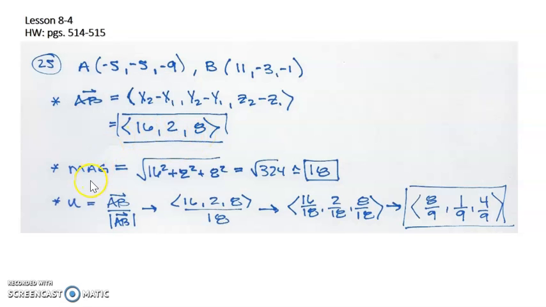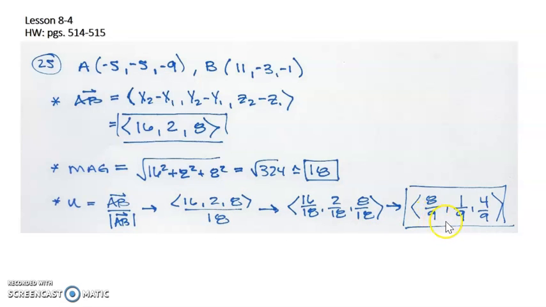Now we want to determine the magnitude. So you know how to do that. 16 squared plus 2 squared plus 8 squared, that's root 324. That's a perfect square. So the magnitude is 18. And you'll remember this, I believe it was in the last lesson. If we want a unit vector going in the same direction, we take the component form of the vector and divide by the magnitude of the vector.